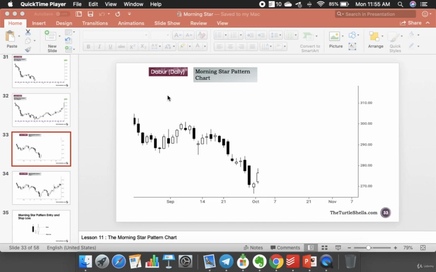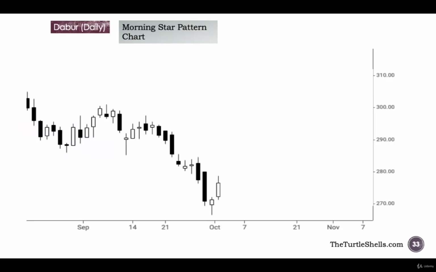Alright, I wanted to show you this chart of a morning star. So this is Dabur. It's a daily time frame chart of Dabur. So there is a nice downtrend here and a morning star pattern.